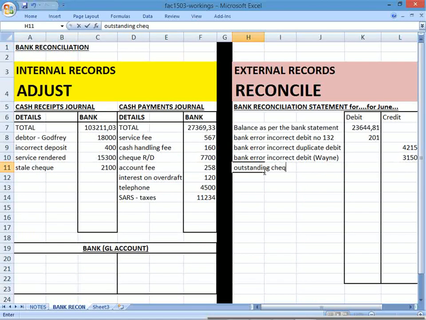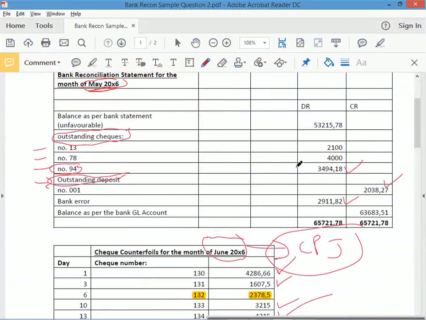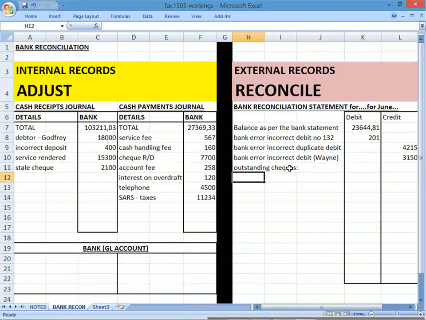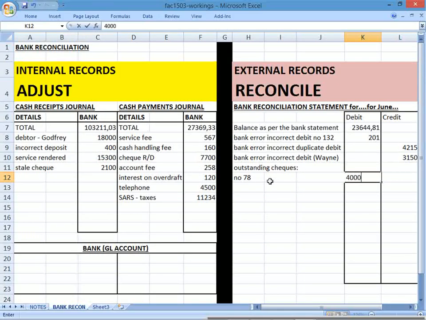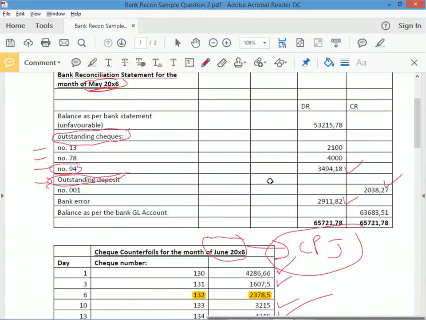Outstanding check or checks, bank reconciliation, 4,000. Check number 78. This is going to eventually go through, hopefully, and when it does, they're going to debit my account. Make sense? Great. Next, we've circled that, we've dealt with it, we've done the bank error, right? Is there anything else from the bank reconciliation statement from last month that I need?